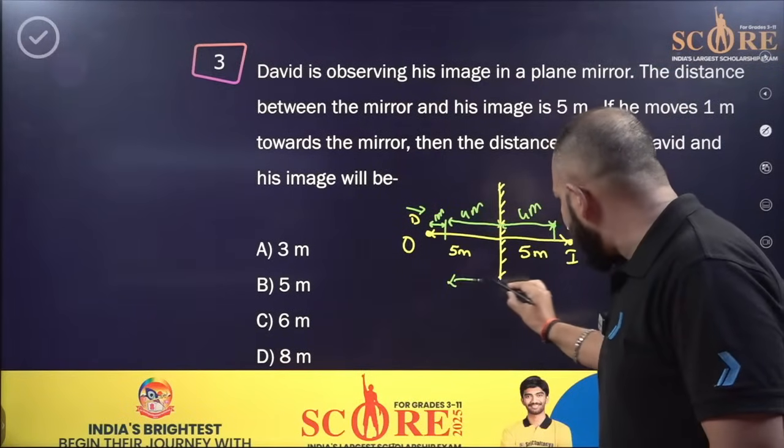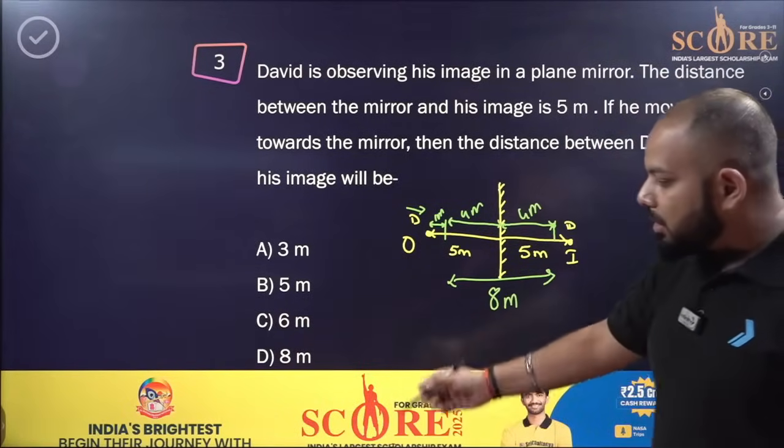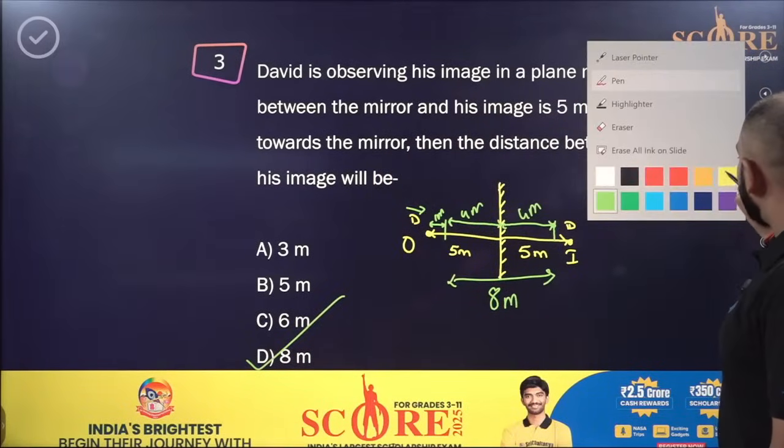So from here to here, this complete distance is 8 meters. So that's why 8 is the correct answer. I hope it's been clear to everyone.